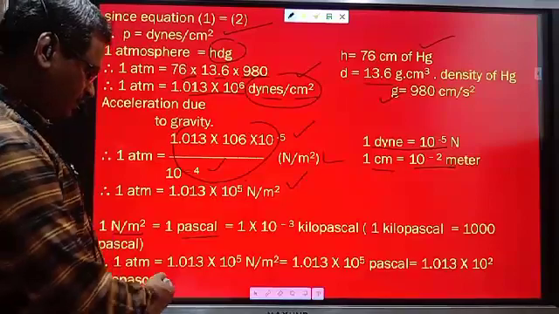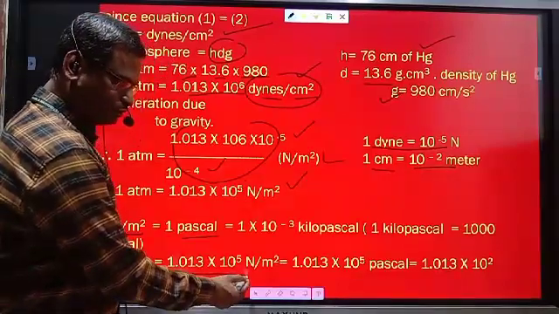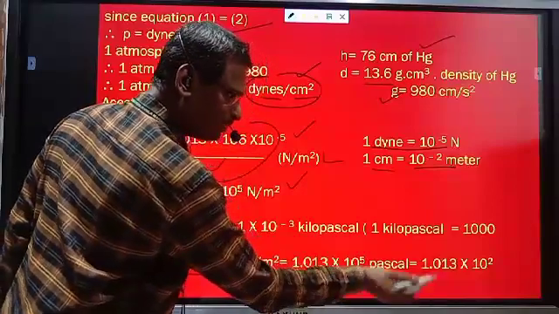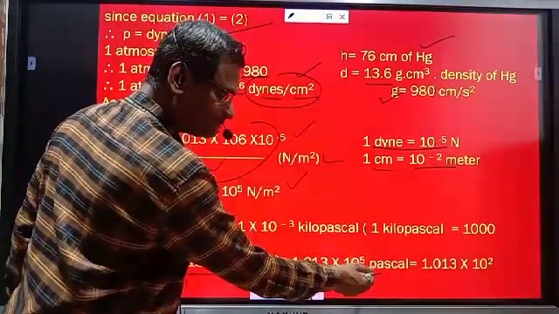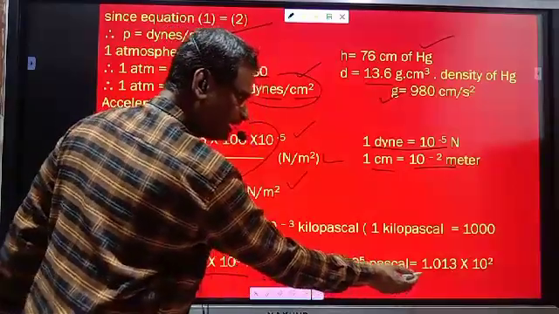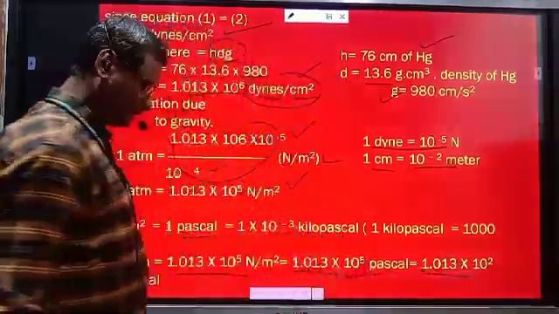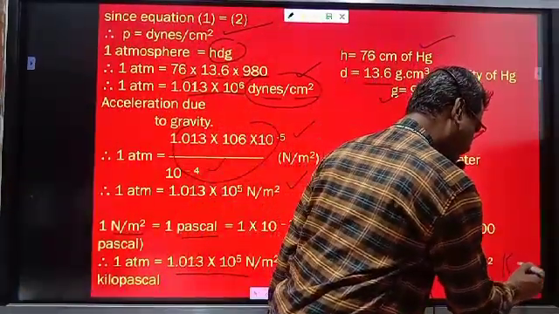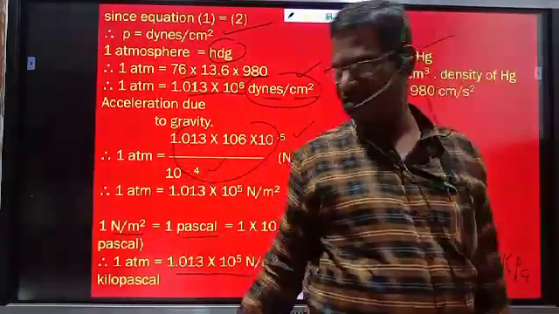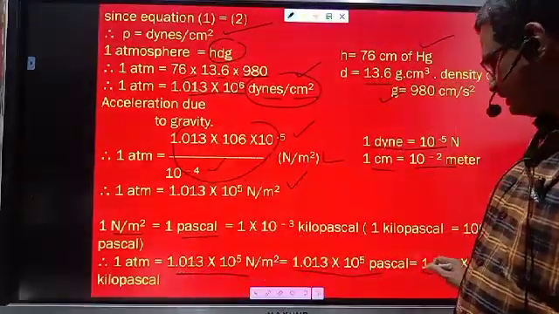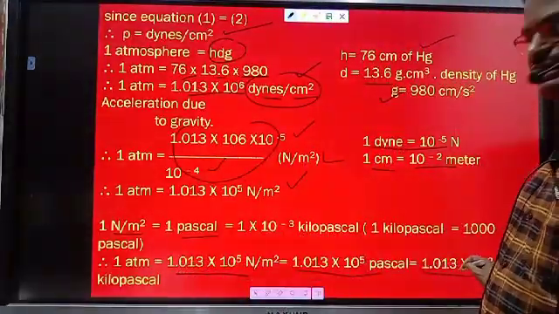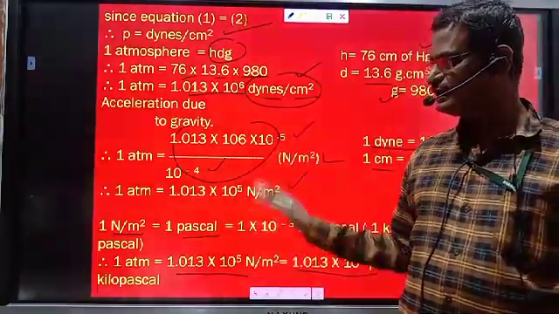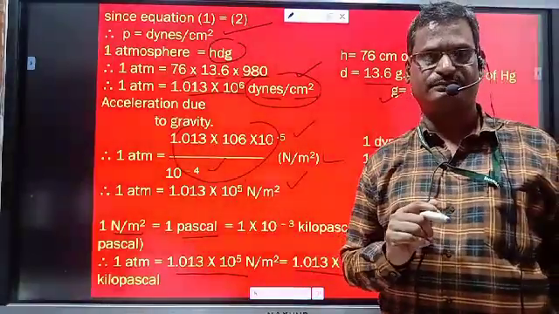Therefore, finally 1 atmosphere is this much Newton per meter square, or the same Pascal. And for kilopascal, multiplying this by 10 raised to minus 3, we will get 1.013 into 10 raised to 2 kilopascal. Kilopascal, kPa written there. That is about the conversion of pressure.